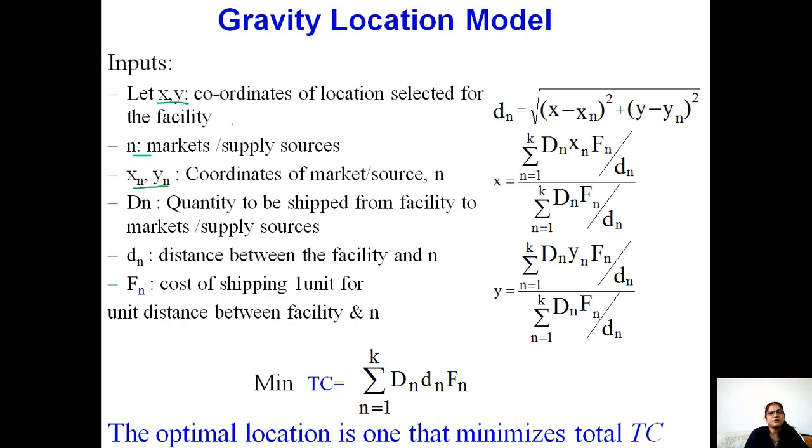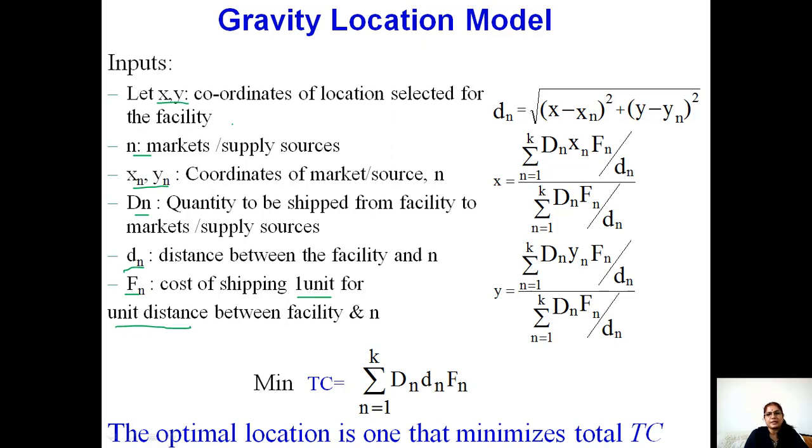Let Dn be the quantity to be shipped from the facility to the sources. Both the d's I have used: capital D is for quantity, small d is for the distance. And Fn is the cost of shipping 1 unit, for unit distance, say 1 kilometer, 1 meter, something like that, between the facility and n.